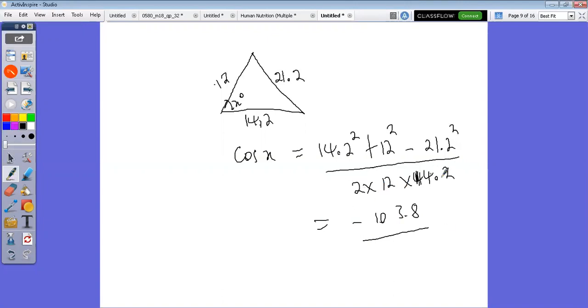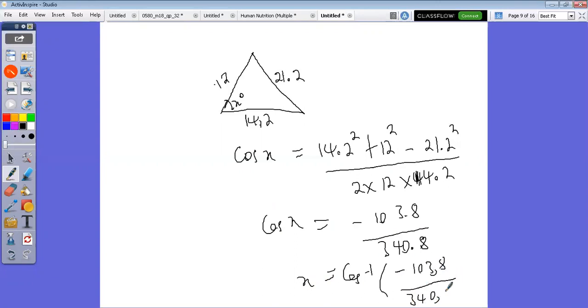And what do you get on the bottom? 2 times 12 times 14.2. As long as it gives us an answer greater than 108, 340.8. Okay, so it will work. Cos x, because this is a fraction. Now x is equal to the inverse cos of this, negative 103.8 divided by 340.8. What do you get?